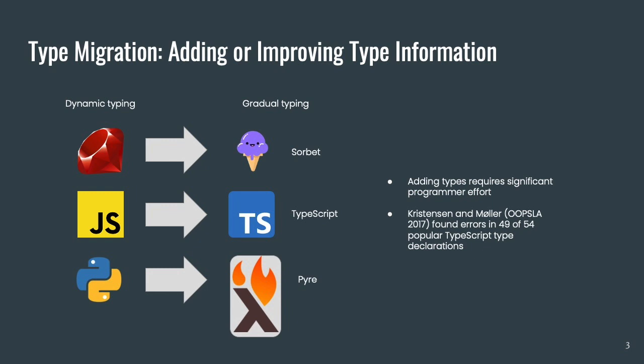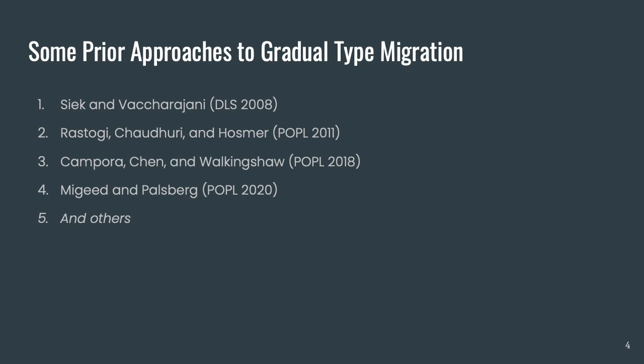However, adding types to dynamic code can be a long and difficult process, and many programmers introduce errors into their type annotations. Christensen and Møller found errors in a number of popular TypeScript type declarations. So we're interested in automatic gradual type migration, not for any of these languages, but for a research language we were working on. And we looked at prior work in the space.